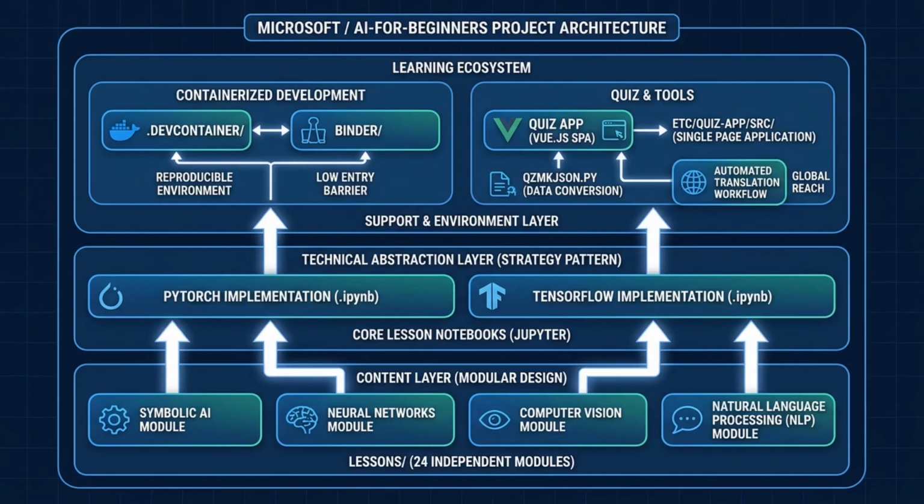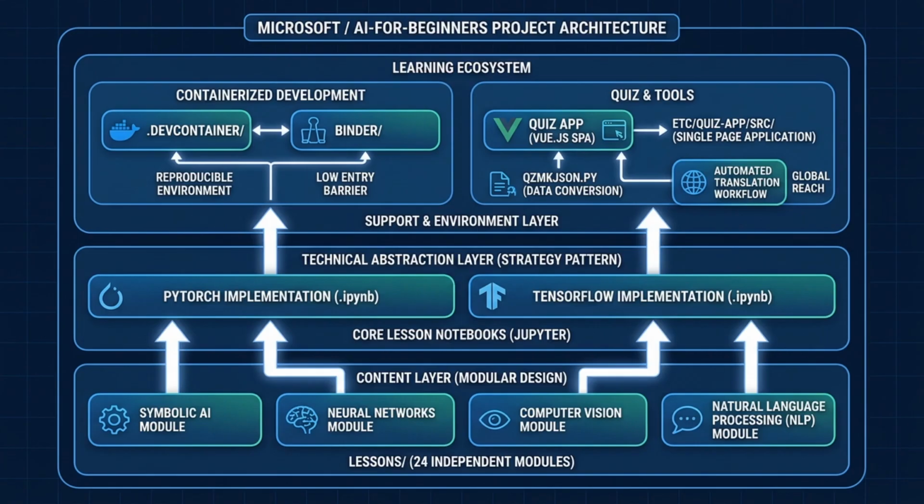A core architectural decision was to use a dual framework approach. For key lessons on topics like computer vision or natural language processing, the project provides parallel code examples in both PyTorch and TensorFlow. Think of it like learning to cook a recipe using both a gas and an electric oven. You learn the fundamental principles of cooking, not just how to use one appliance.